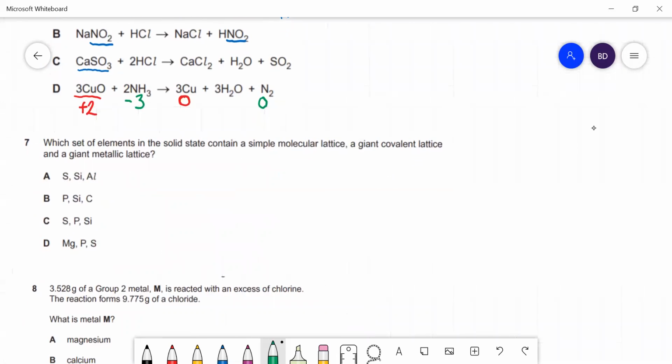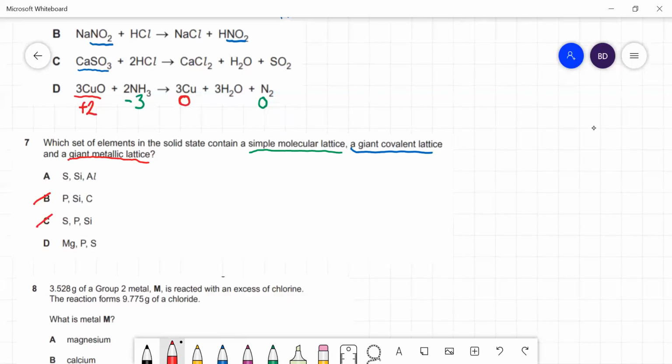Right. Okay. Which set of elements, number 7, in the solid state contain a simple molecular lattice? Okay, so that's small molecules, a giant covalent lattice, and a metallic lattice. Right. So we need a metal in there. So we can rule out B, C, because there's no metal in there. Let's have a look at A. Well, it's got sulfur. Yeah, that exists as S8 molecules. So that's the simple molecular lattice. And silicon is like diamond. That's the giant covalent lattice. Okay. So A is the right answer there.